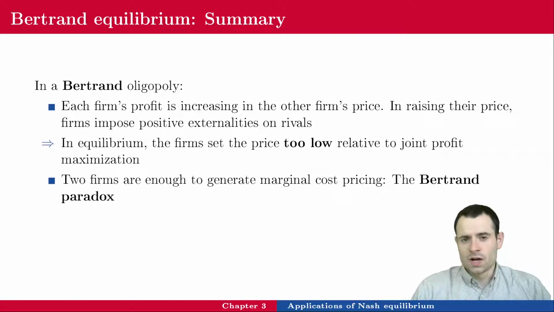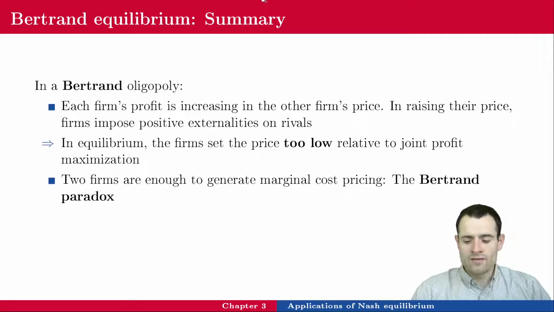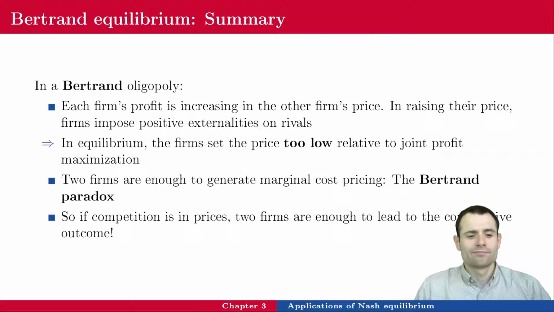It's a paradox because we have competition, but we have limited competition because firms have market power. We have an oligopoly, yet the outcome is as if there were 1 million firms on the market, all too small to influence the price. This is what the paradox says. If competition is in prices, two firms are enough to lead to the competitive outcome.